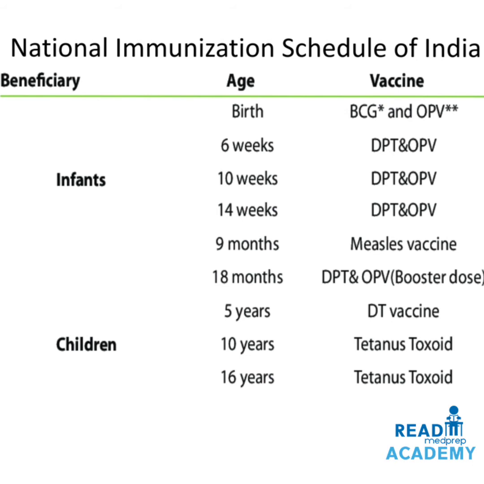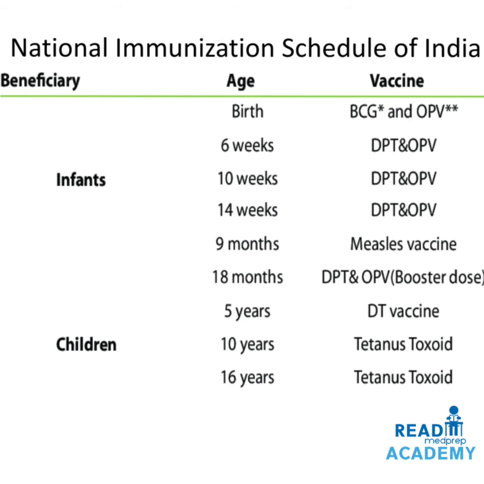Where the beneficiary is the infants, the vaccination given at birth is BCG and OPV. At 6 weeks, it is DPT and OPV. At 10 weeks, it is DPT and OPV. At 14 weeks, it is DPT and OPV. At 9 months, it is measles vaccination. And at 18 months, it is DPT and OPV booster dose.